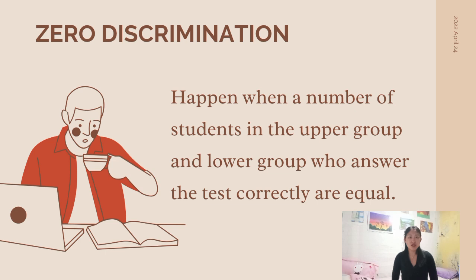The next is the zero discrimination. It happens when the number of students in the upper group and lower group who answer the item correctly are equal. The two groups get the item correctly equally, so there is no discrimination. They are fair or equal because they get the score equally. That's zero discrimination.